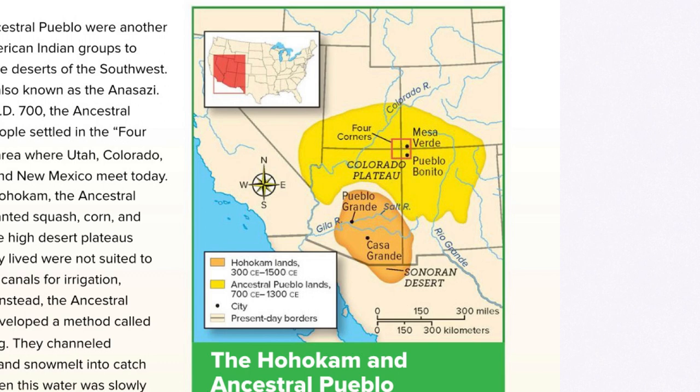Okay, let's look at the legend. The Hohokam lands is right here in orange, and that's this area right here. And the Ancestral Pueblo lands is right here in yellow. Why this is important is because we need to get an idea of where these people are as we're reading, where they are in relation to us. So again, we're about right here, and they're going to be over towards Arizona. If you think of the Grand Canyon area, and if you've been to Phoenix, Arizona, that's this area right in here. And again, in relation to the rest of the United States, we're right here.